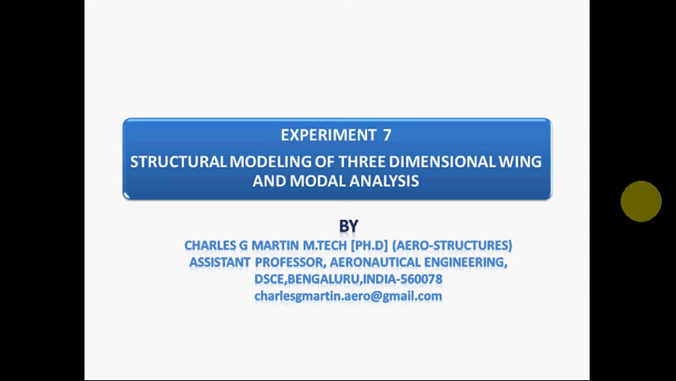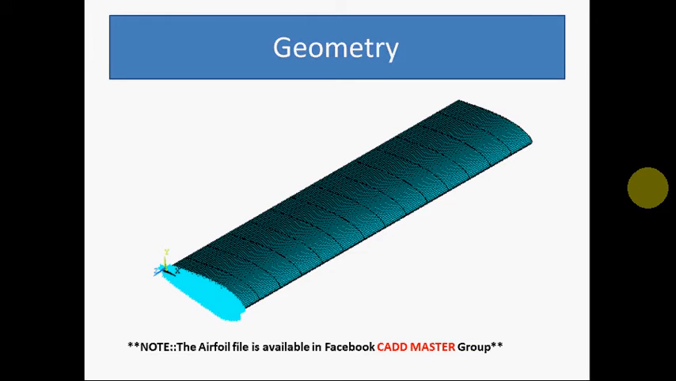Now we are going to solve a structural modeling of a three-dimensional wing and modal analysis. This is a free vibrational analysis. It's also called a self-weight buckling. This is where it is going to buckle on its own weight.